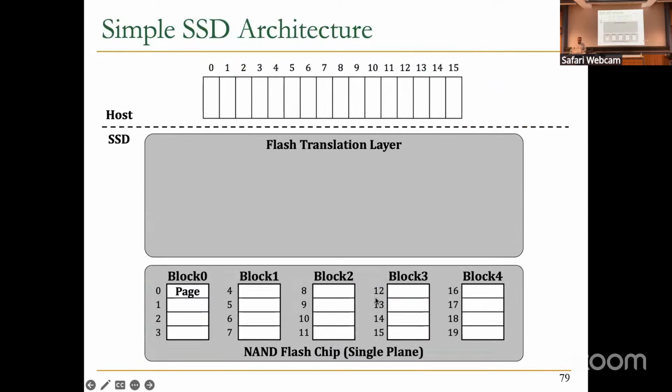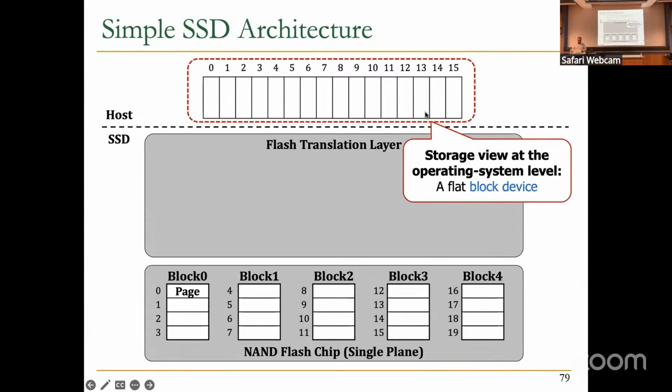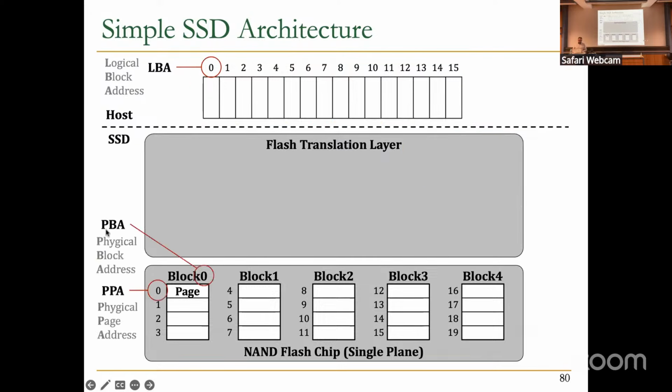Here you can see a simple SSD architecture. The way the host looks at the system, the storage view at the operating system, is a flat block device. Here, for example, you have 16 blocks from the operating system's perspective. This flat block device can be categorized into logical block addresses. So LBA is logical block address.